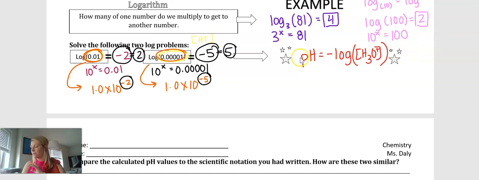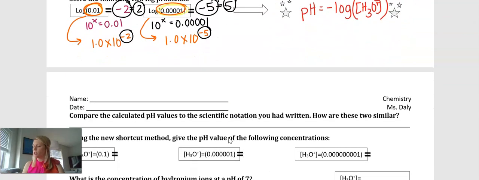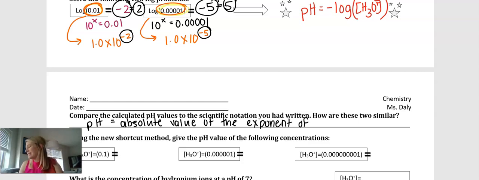So compare the calculated pH values to the scientific notation you had written. How are these two similar? The exponents. Actually, I want to get rid of that, and I want to just say instead: pH is equal to the absolute value of the exponent of the concentration in scientific notation.